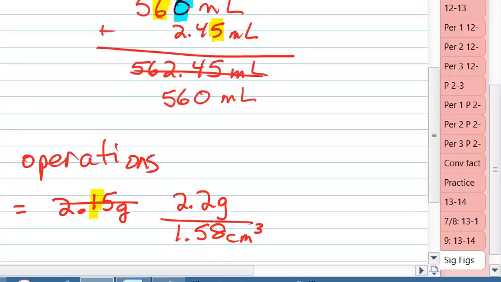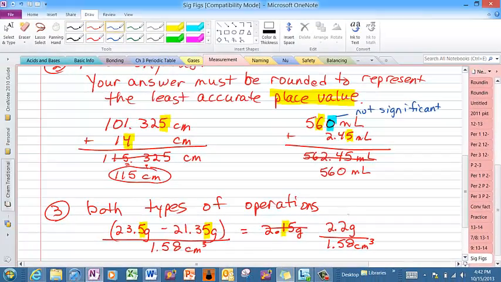So now I've got 2.2 divided by 1.58. This is a division problem. It's the rule of sig figs. So I've got 2 sig figs in the value at the top. I've got 3 sig figs in the value at the bottom. So my calculator says 1.3924, it just keeps going. My unit in the numerator is a gram, and the denominator is a centimeter cubed.